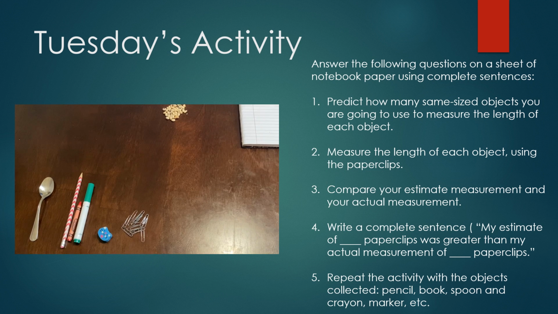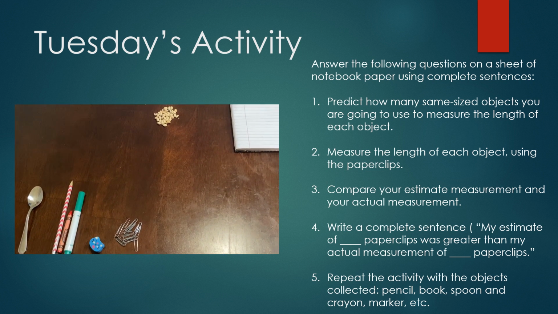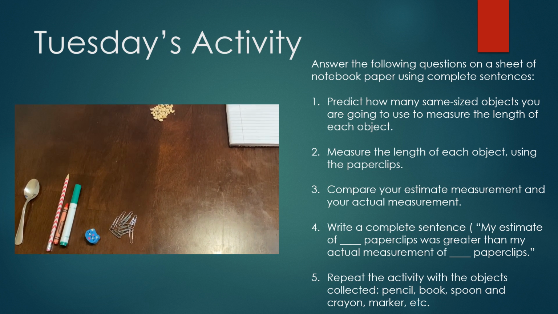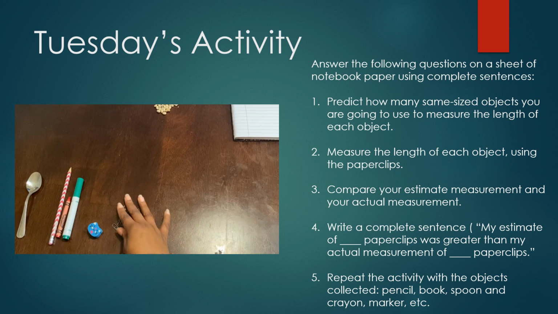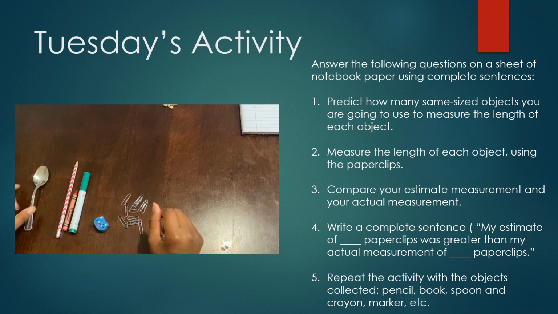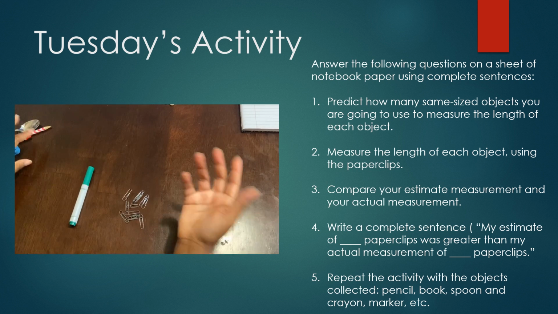Okay, so for our Tuesday's activity, instead of putting the objects in order from shortest to longest, we're going to measure the item using a non-standard unit of measurement. For this activity, I'm going to use paper clips. So you're going to choose an item to begin with. I'm going to start with my marker.